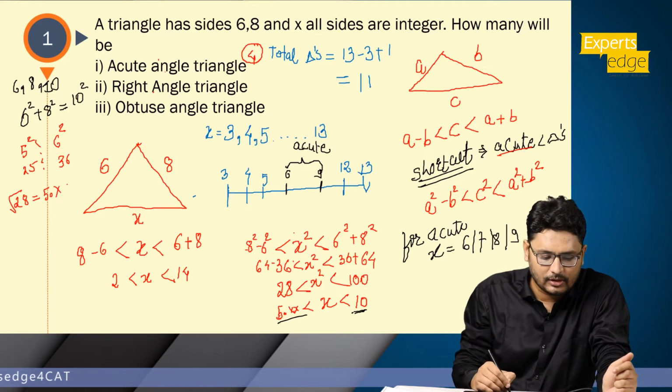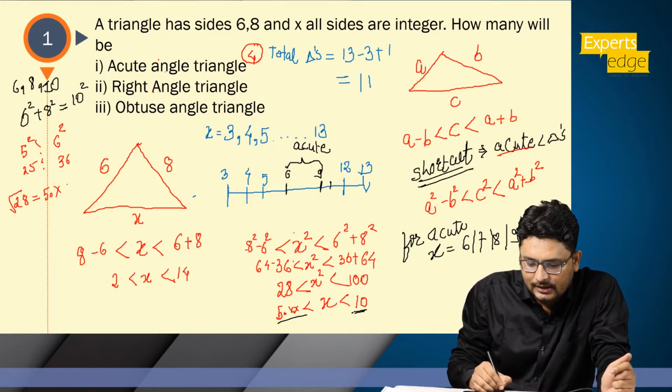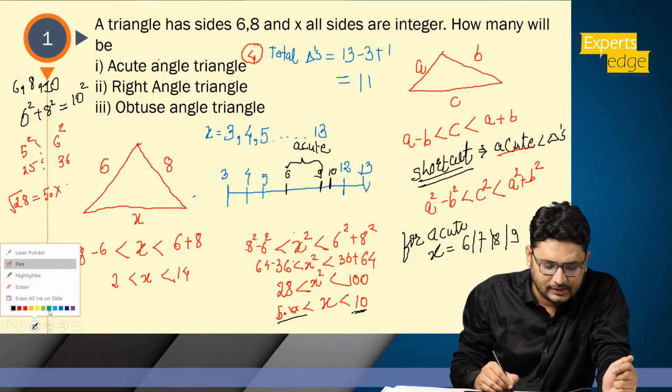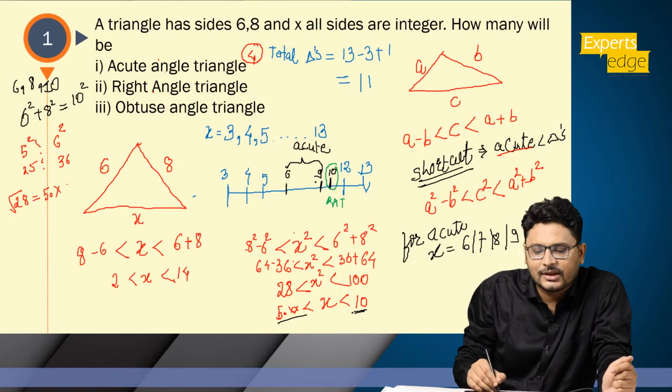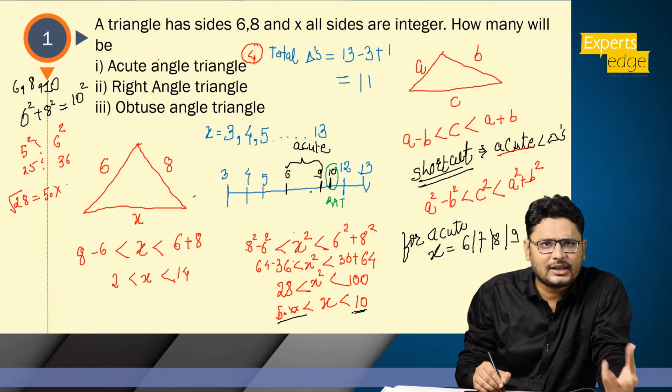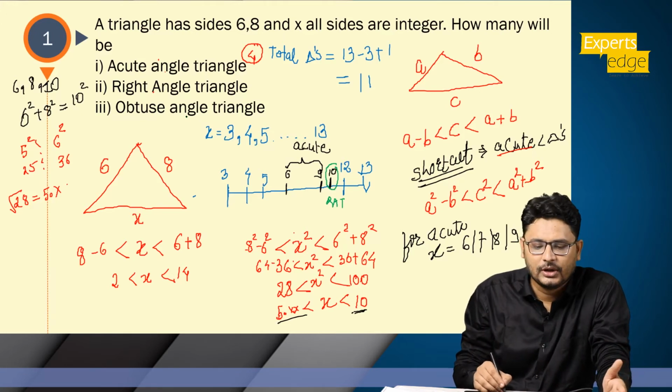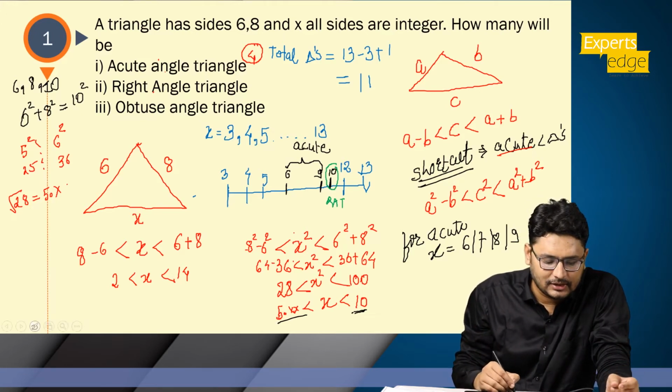So how many right angle triangles did we get? So here that is the side 10. Okay, just let me take a different color. This 10 wala is RAT, right angle triangle. So now how many are left? What will the remaining ones be? There are only 3 types of triangle: right angle, acute and obtuse. So the remaining will be nothing but my obtuse angle triangles.